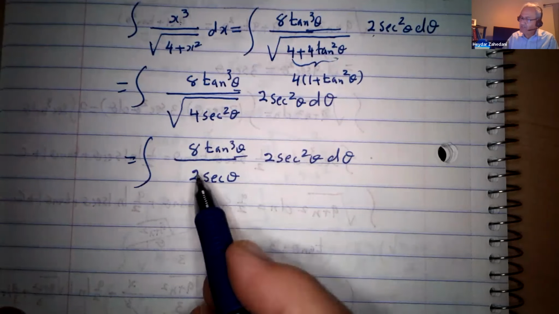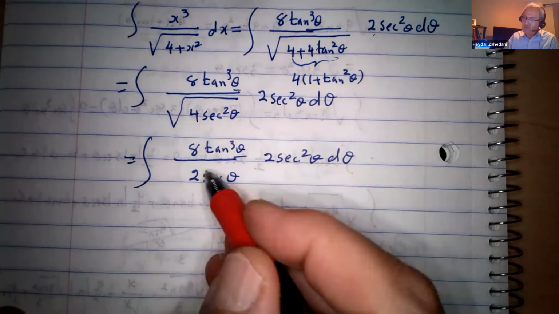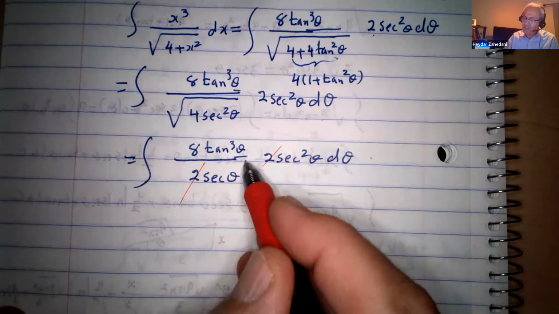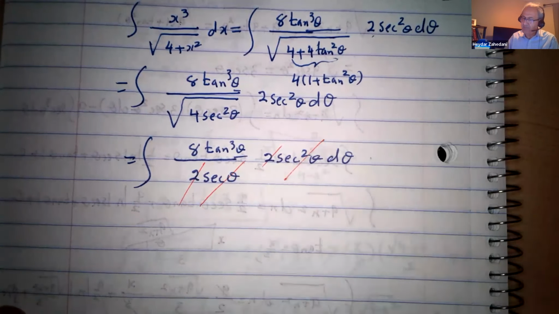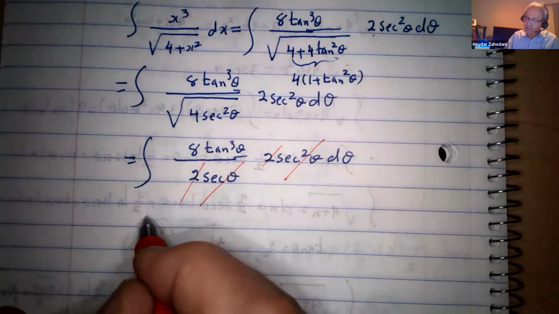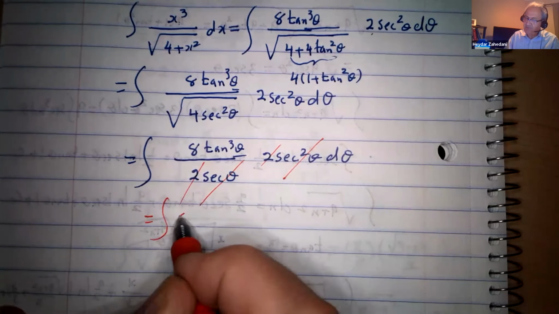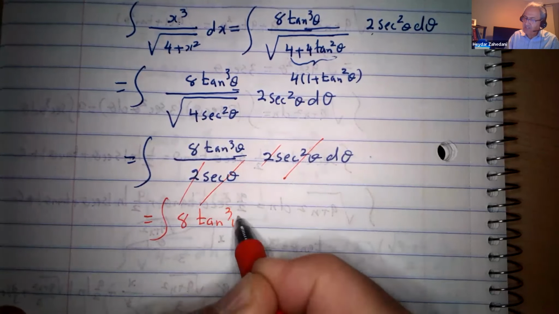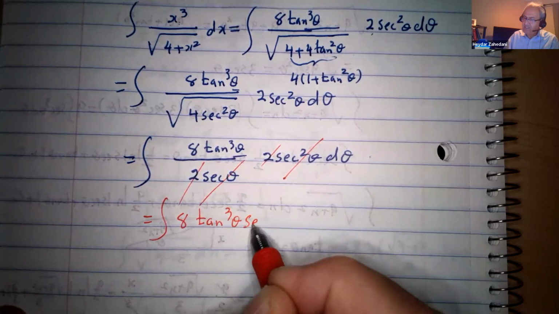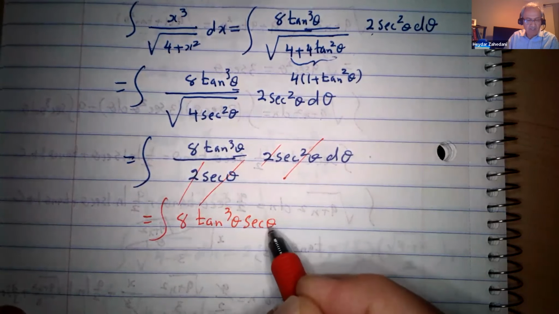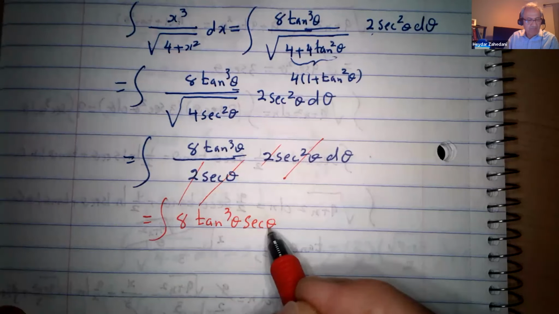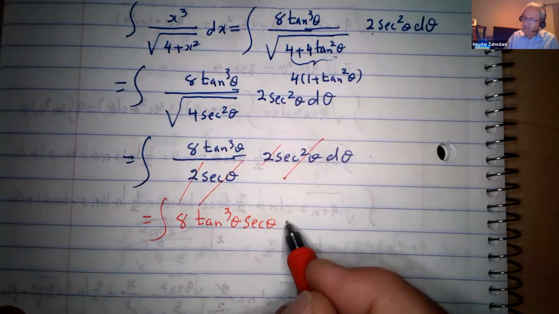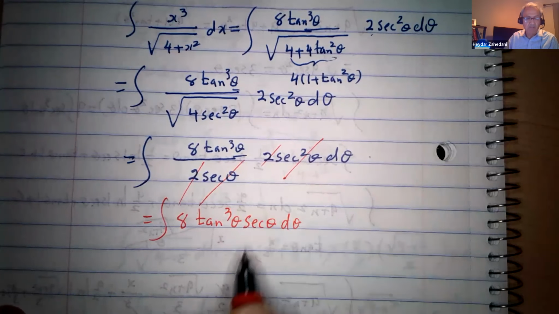Okay, now simplify. 2 and 2 would cancel out. This secant would cancel, but there is going to be a leftover of a secant here. So the final answer would be what? It would be 8 tan cubed of theta times secant of theta, d theta.